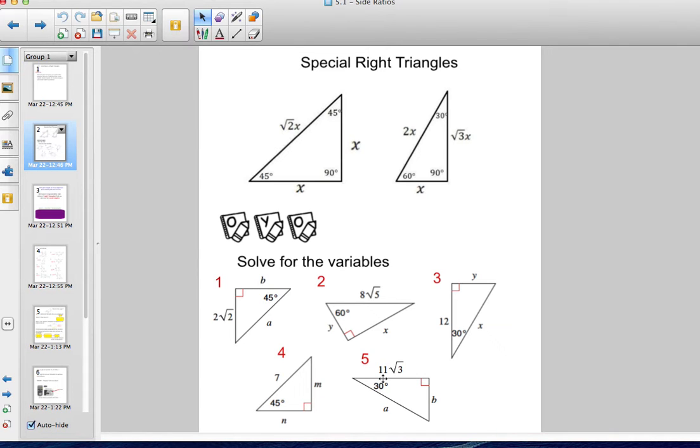Last but not least is number 5. Number 5, they're giving you 11 root 3, which is actually nice of them in this case. We have our 30, 60, 90. So 11 root 3 corresponds with x root 3. So what does that mean x is? That's going to be an 11. So in this case, our x that we solved for, we can also just say it was b. So b is 11, which just leaves a is equal to 22.